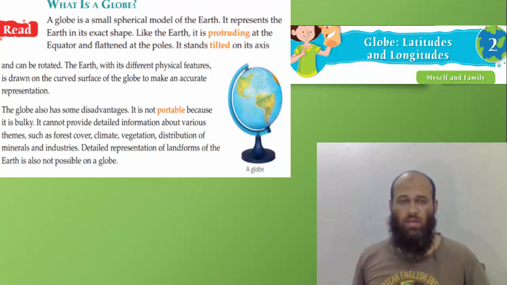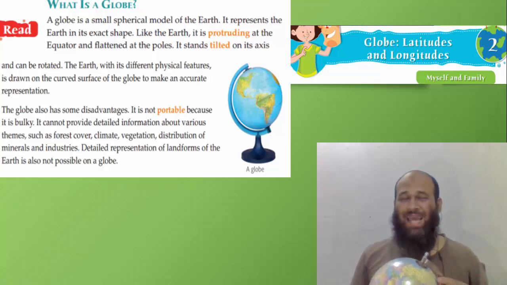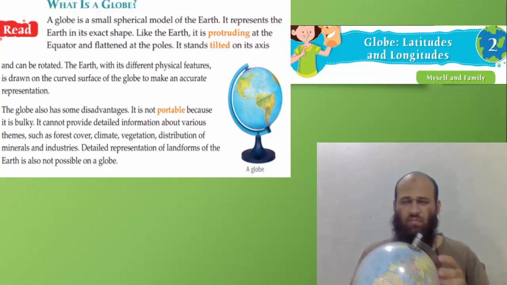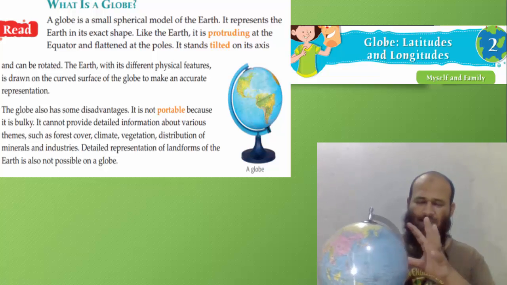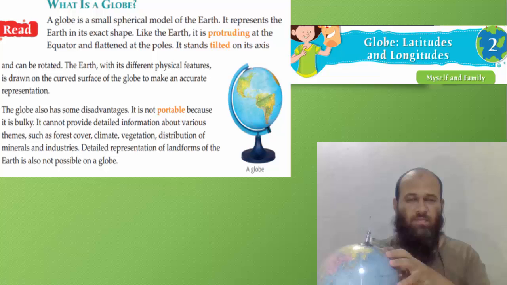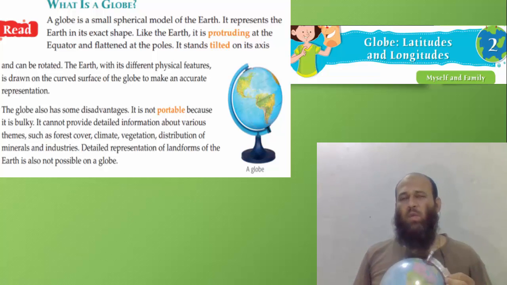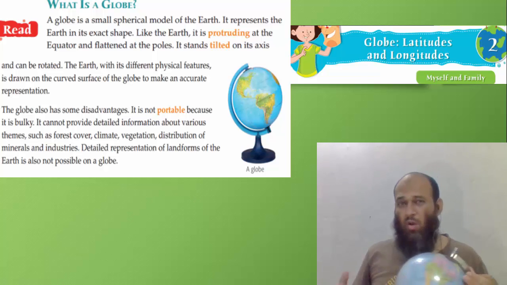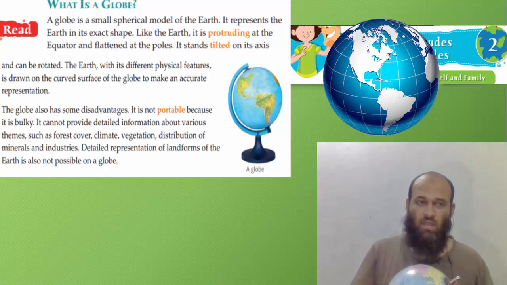The Earth, with its different physical features, is drawn on the curved surface of the globe to make an accurate representation. So you see, different countries have been labeled differently. This is a political kind of globe. You will find physical globes, and we normally do not find thematic globes. Globes have their own benefits, but they have their drawbacks too.